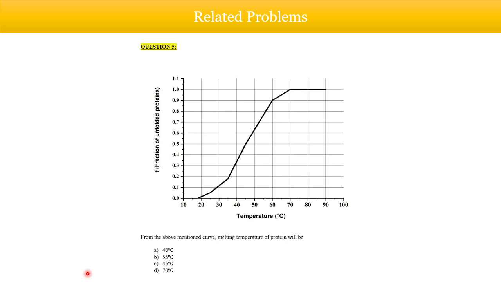Okay, so the melting temperature. What is the definition of a melting temperature? Melting temperature is that particular temperature where a protein is 50% unfolded and 50% folded. So the temperature at which a protein gets 50% unfolded, that is the melting temperature of a protein. You see that is the fraction of unfolded protein. So when fraction is 0.5, at this particular point the temperature is 45. So at 45 degrees, the protein is 50% unfolded. That is the melting temperature of the protein. So option C.